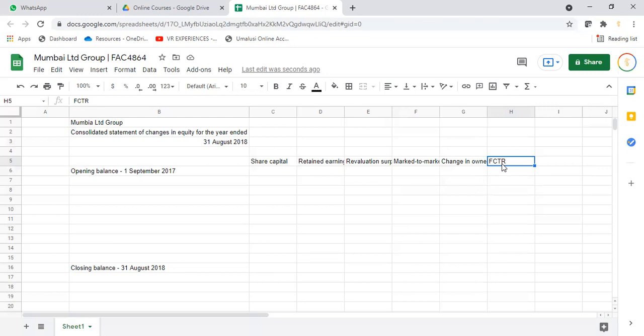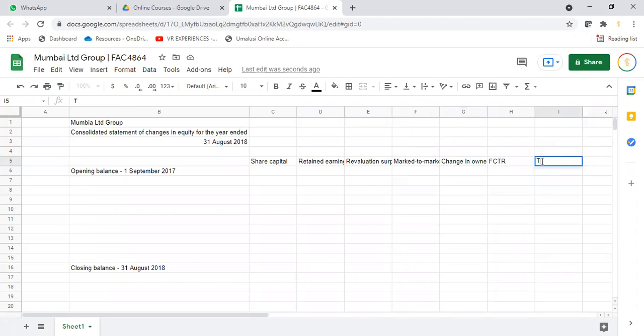So most likely for FAC4, you will have these two columns because they're always going to give you a change in ownership, and 99.9% of the time you're going to have a foreign operation. I'm not saying you're going to be given a statement of changes in equity, but you're going to have a foreign operation and you're going to have a change in ownership. So brace yourself for that.